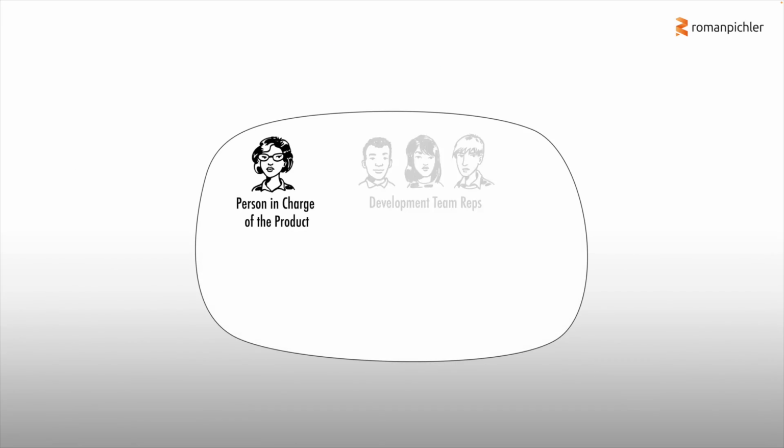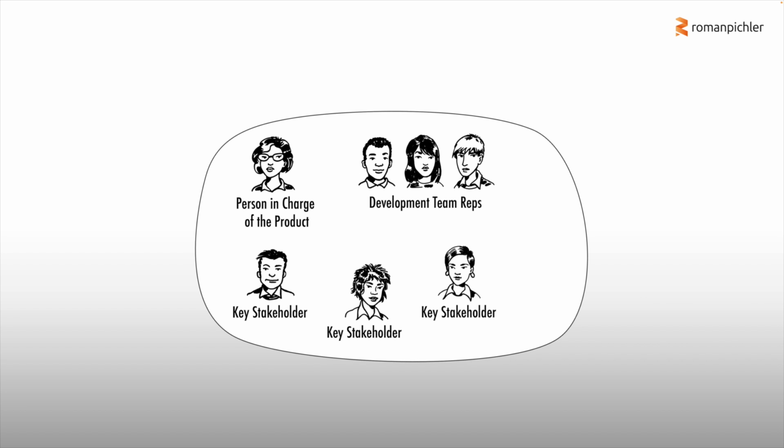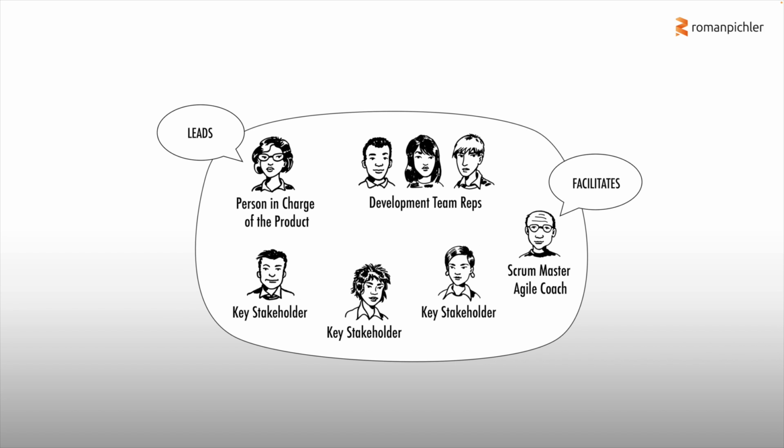My model achieves this by involving the individuals in creating and updating the plans in form of collaborative workshops. These take place at least once every 3 months. The person in charge of the product should lead the strategy workshops and ensure that the right decisions are made. The Scrum Master or Agile Coach should facilitate the sessions and ensure that everyone participates and nobody dominates.